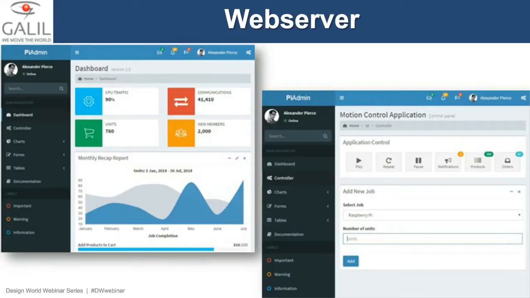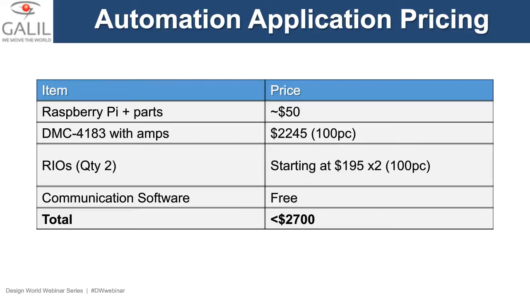So we've added a bunch of axes of motion. We've added a ton of software features. So how is this going to affect the price of this particular application? So for less than $2,700, we're talking about getting 8 axes of motion with amplifiers.